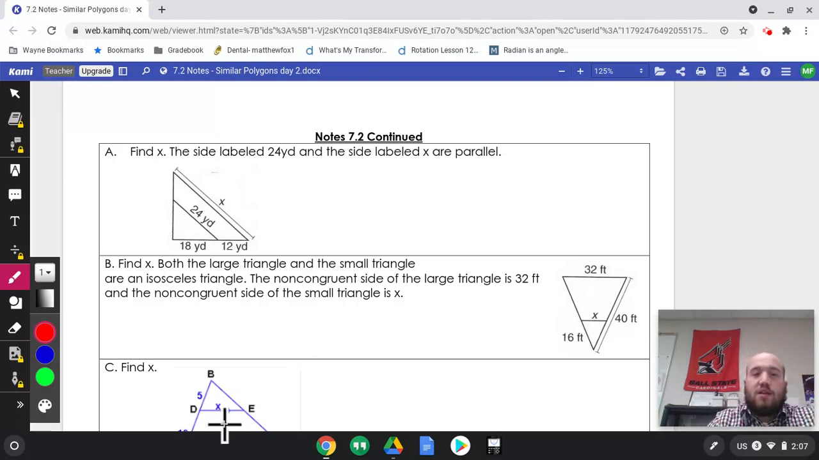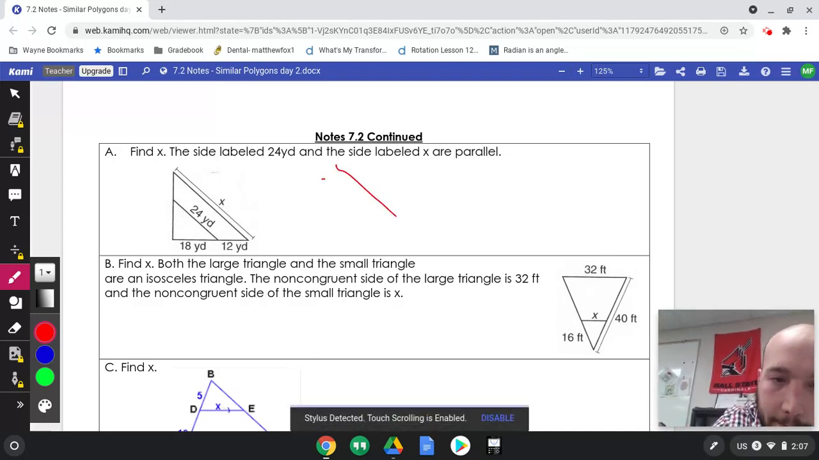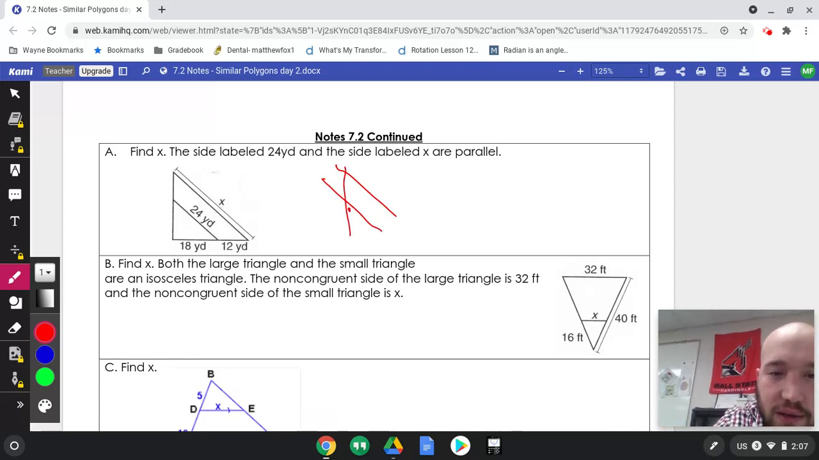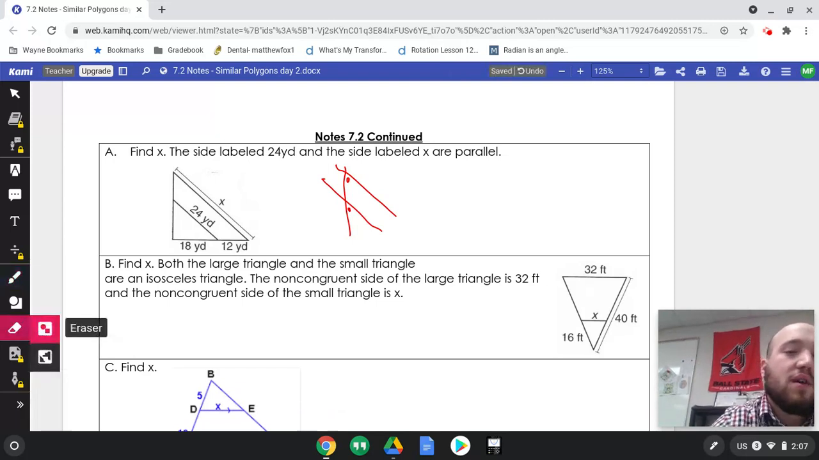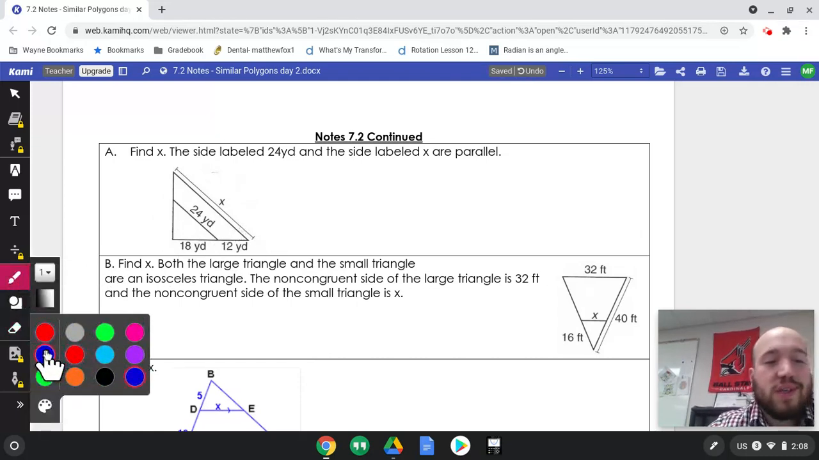So if we think about it, let me draw a picture quick. Cut by a transversal, so that angle and that angle are what we call corresponding angles, so they're congruent. Okay, and likewise we'd have another one over here. So from there we can determine that these two triangles are similar. Now what we have to do is set up and solve.